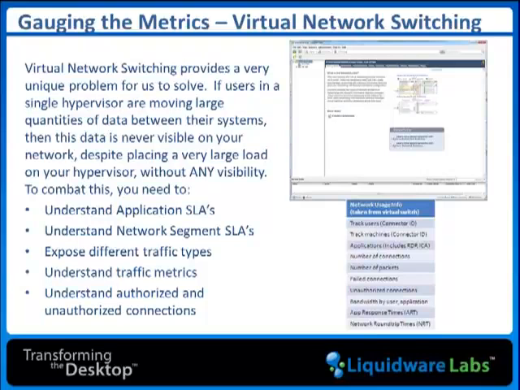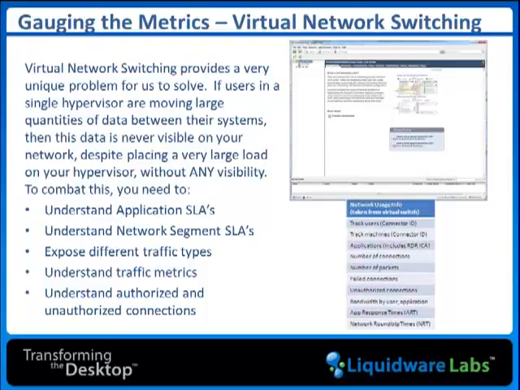To protect against this, what we really need to do is understand application SLAs, or service level agreements. So if I say that an application has to respond within 5 seconds, regardless of where it lives, whether it's a physical server providing an application, a web-based server, or even something that's also virtualized in the same data center, I still need to be able to understand how long the application took to respond, not just the network, but also the application.